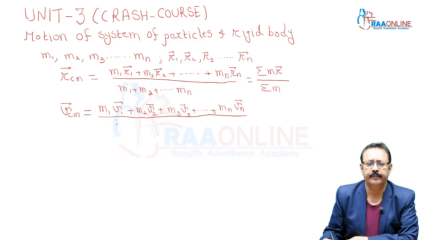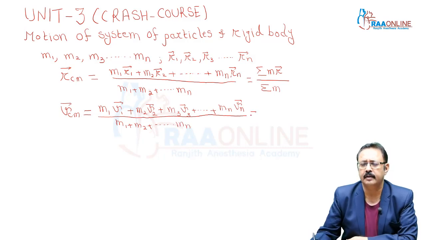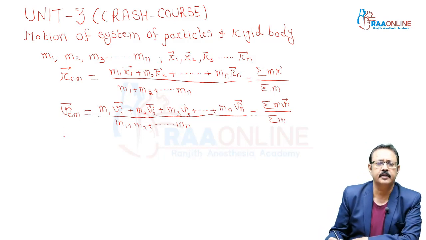divided by m1 plus m2 up to mn, means summation of product of mass and velocity of all particles divided by summation of mass of all particles. Similarly, by differentiating VCM, you will get ACM.